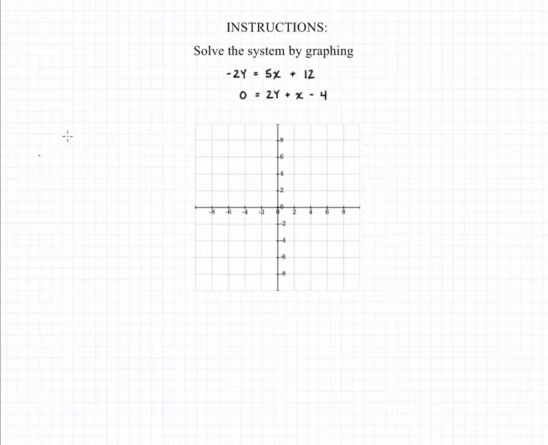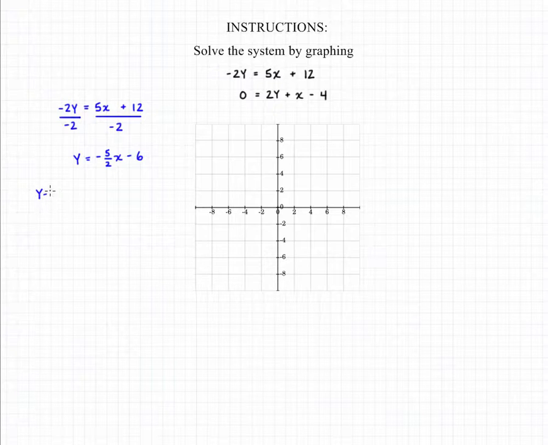In order to solve this system by graphing, we're going to begin by getting both of our equations into slope-intercept form. So that means dividing both sides of our first equation by -2, which will give us y equals -5/2x minus 6. From here, we know the y-intercept is going to be -6, and that tells us that the point 0, -6 is going to be on our line.